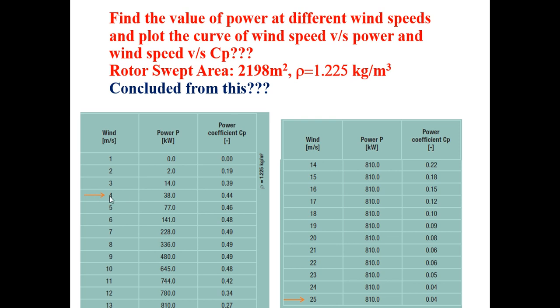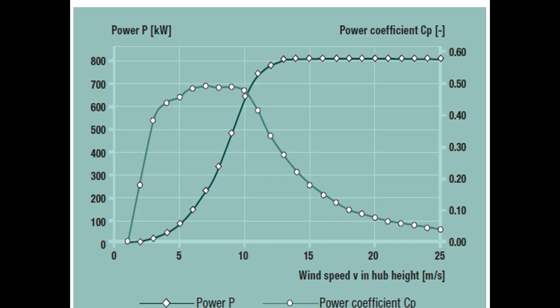This arrow says that 4 is the cut-in wind speed, 3 is the startup wind speed, and 25 is the cutout wind speed. Now, we are going to conclude some most important parameters from this data. But first we can plot the curve. So plot wind speed, which is common, on the x-axis, and there are two y-axes. The first y-axis is power and the second y-axis is the power coefficient. If you plot the curve of wind speed versus power, then this is the curve.